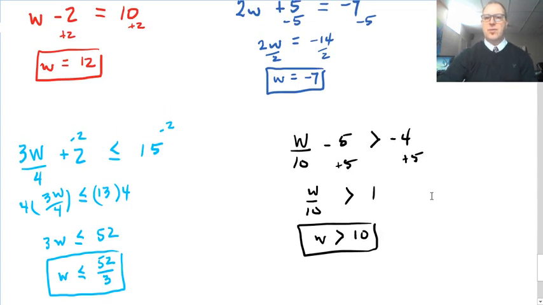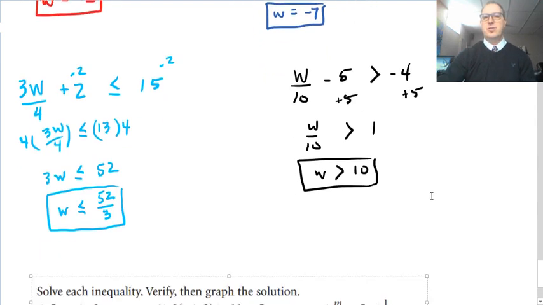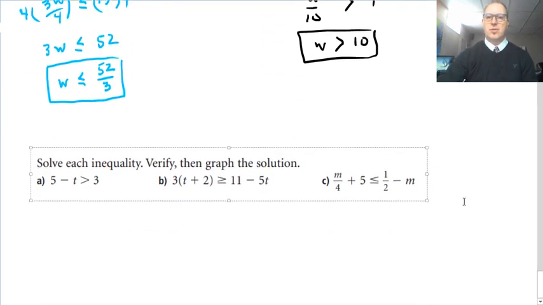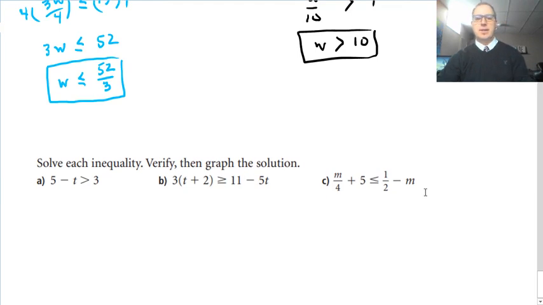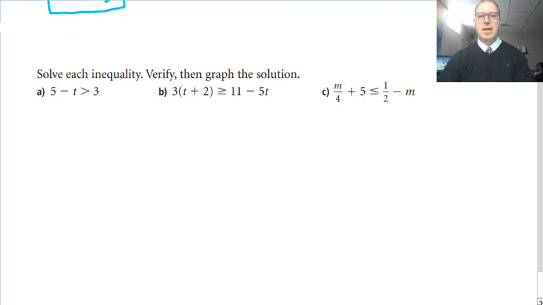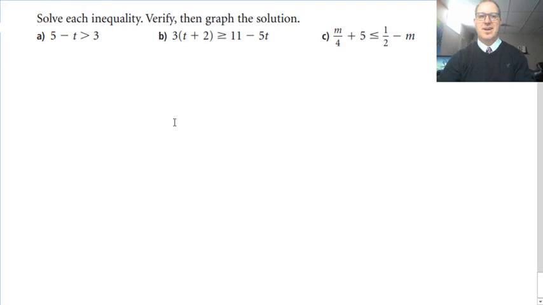I do have 3 more that I'll ask you to do just to double check to make sure that you know what you're doing. This is from the review in the textbook. So if you want to give these 3 a crack, these are a little tougher, I would say. Go ahead and give those a try, and I'll show you the solutions in a minute. So pause the video now and give those ones a try.